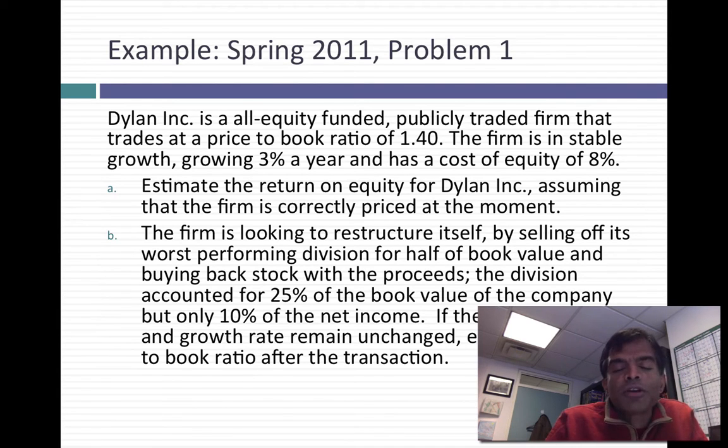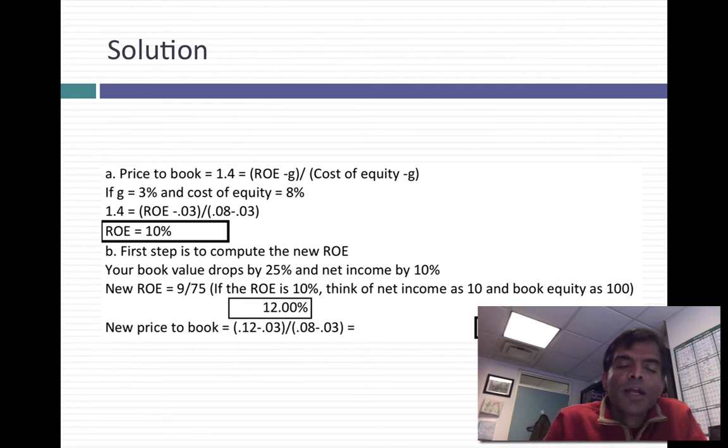And to do it, I first have to compute what the return on equity for Dillon will look like once it does the restructuring. So here's what I did. I arbitrarily started off by assuming a net income of 10 and a book equity of 100. You can use net income of 1 and a book equity of 10. It'll work. Whatever you do, just start with some numbers that reflect what you're going to do. So here's what's happening after the divestiture. My net income goes from 10 to 9 because the division I sold off accounted for 10% of the net income. My book equity is going to go from 100 to 75 because it accounted for 25% of the book value. So my new return on equity is going to be 12%.